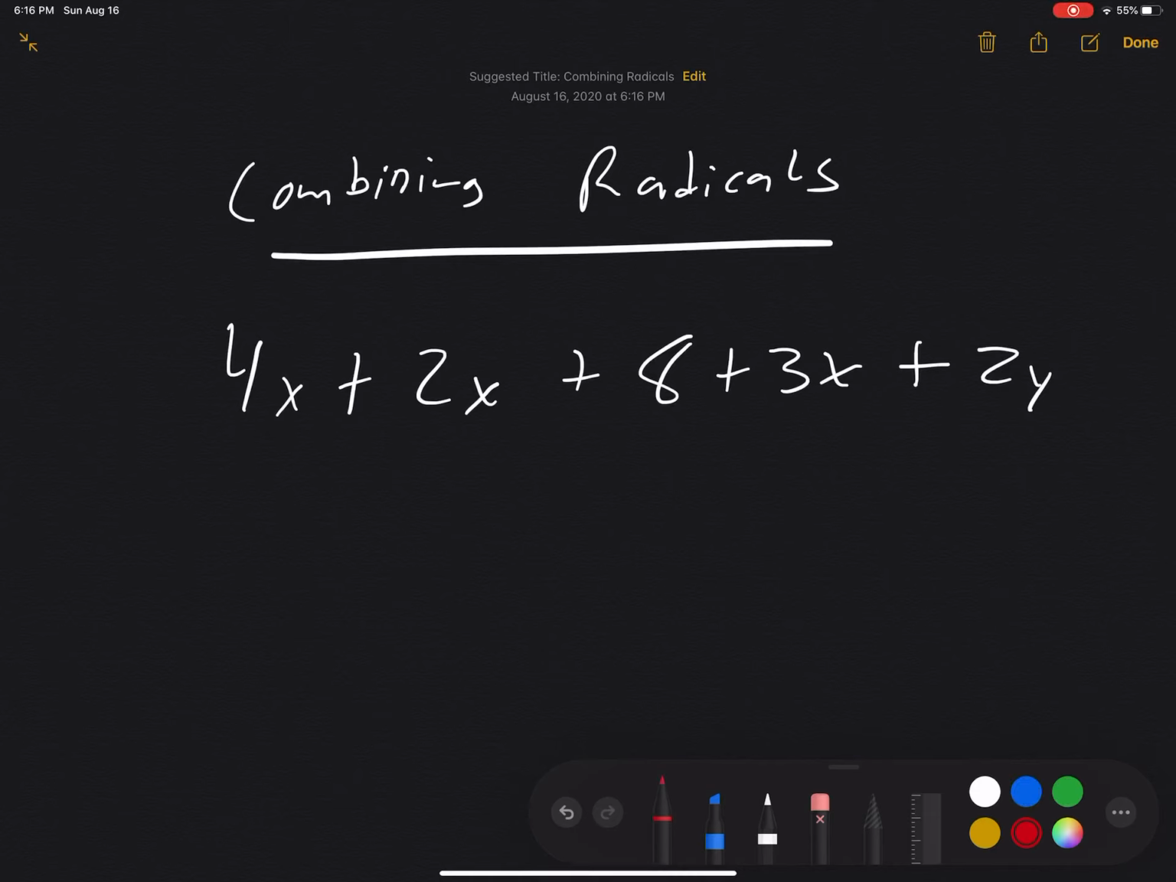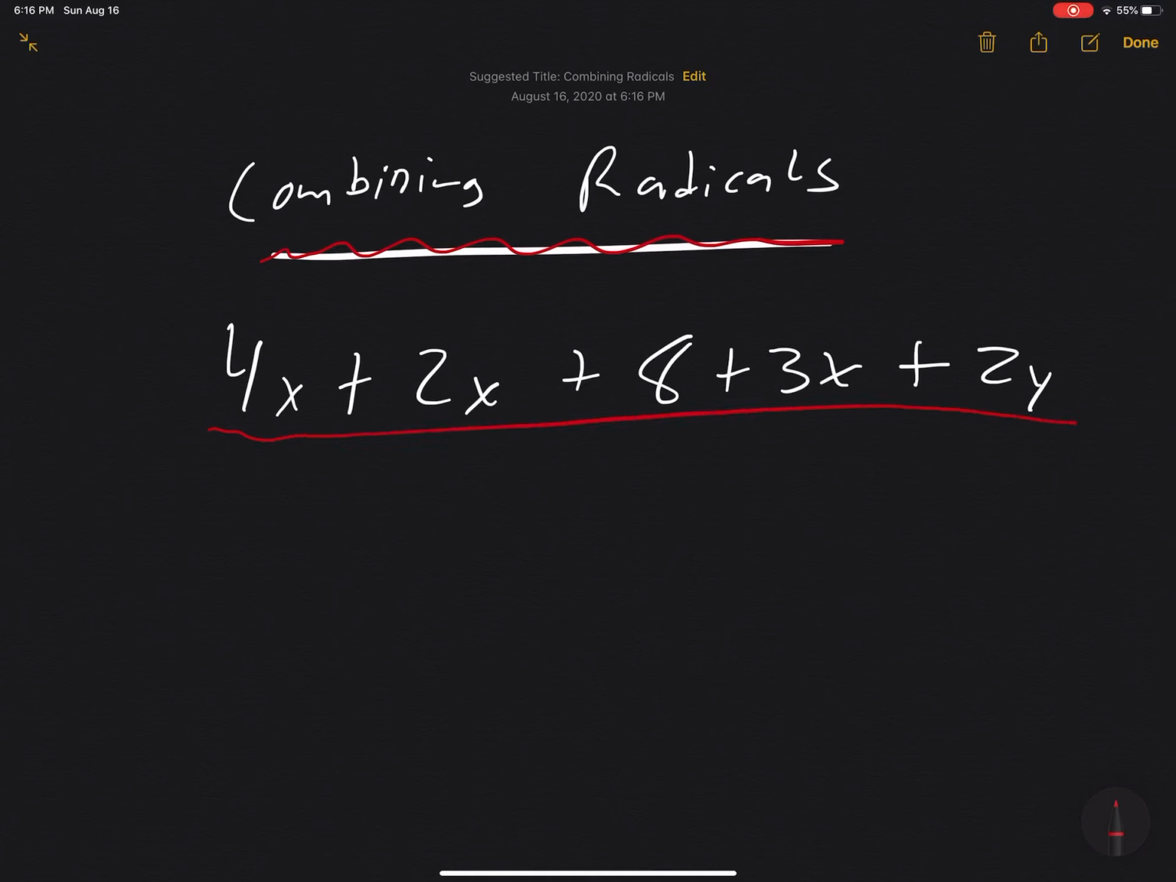In this video, we're going to begin a quest in learning how to combine radicals. And combining radicals is not much different than combining like terms in algebra. In previous lectures in this class, we learned that in order to simplify this here, we simply take all the x terms, like 4x plus 2x plus 3x, and combine them. 4 plus 2 plus 3 is going to give me 9x.